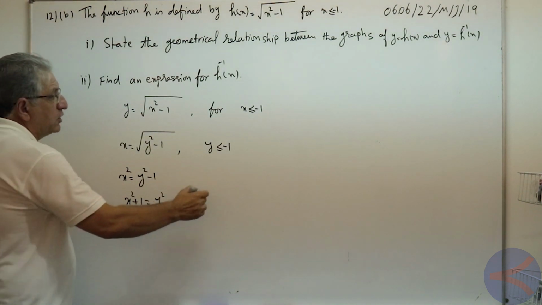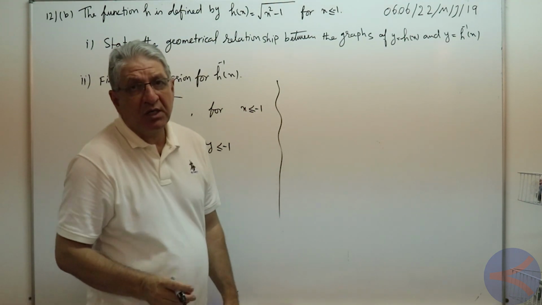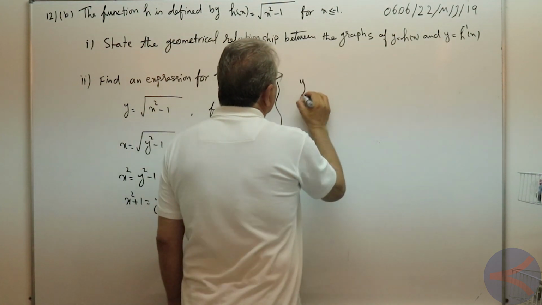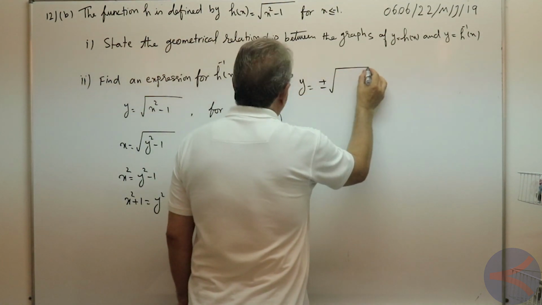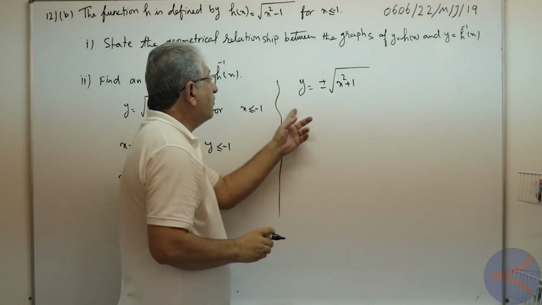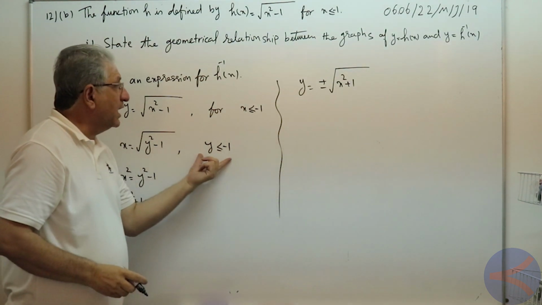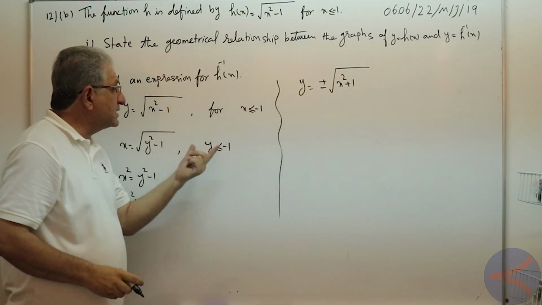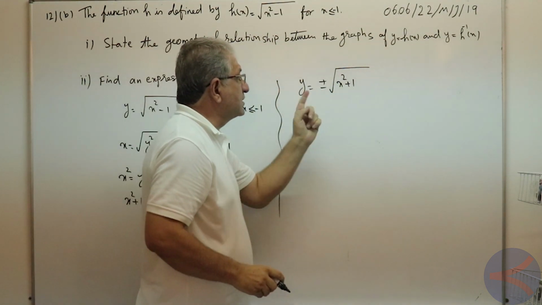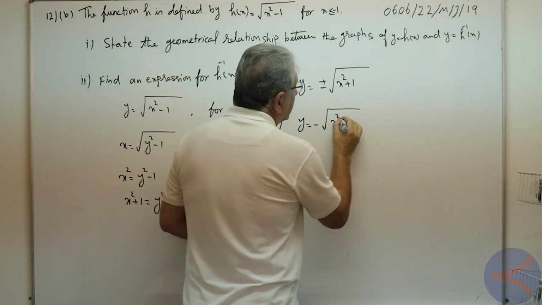Now, to get y, you need to square root both sides. You know that when you are square rooting, you have to use plus or minus. Therefore, y is equal to plus or minus the square root of x squared plus 1. But one of them is your function, not both of them. One of them is wrong. So look at here. You are saying y should be less than negative 1. Therefore, if y is less than negative 1, y cannot be equal to the positive one. Therefore, y is equal to negative square root of x squared plus 1.